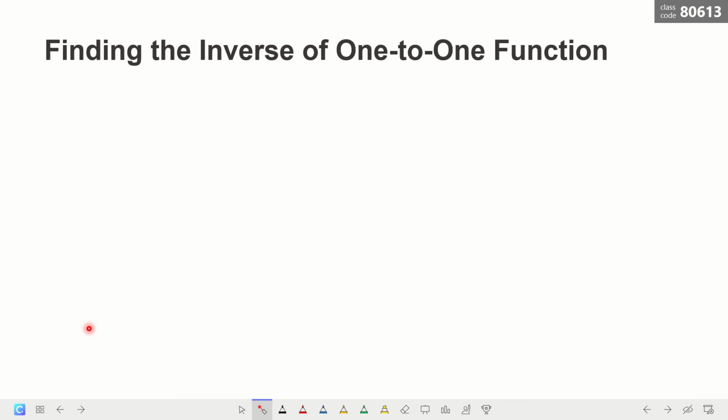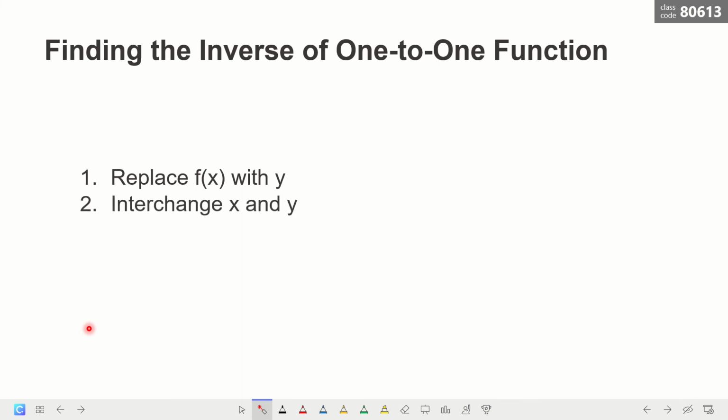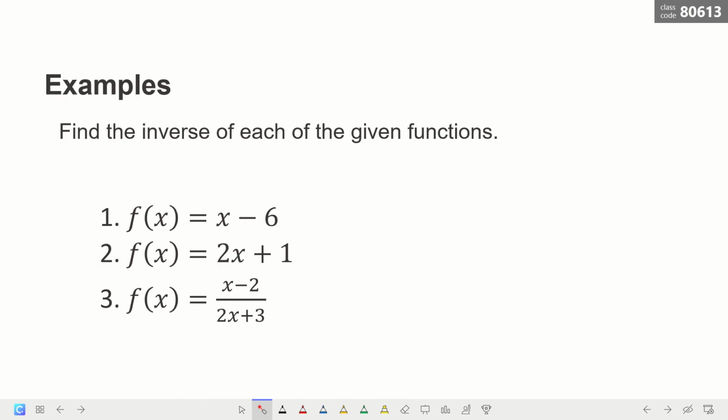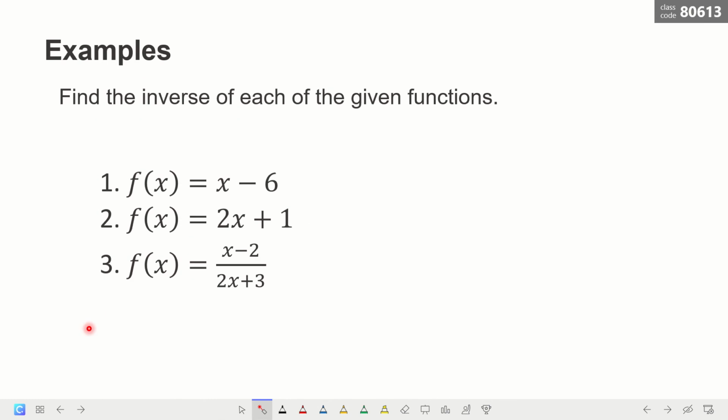So, for now, let us look at how to find the inverse of a one-to-one function given an equation. So, the steps on finding the inverse of one-to-one function given an equation is first replace f of x with y, interchange x and y, solve for y in terms of x, and then replace y with the inverse notation. So, let us have these following examples. So, you can pause this video and then go back after answering this.